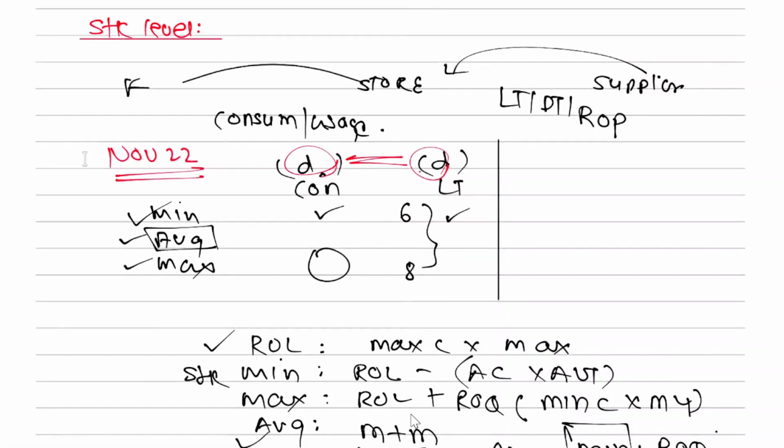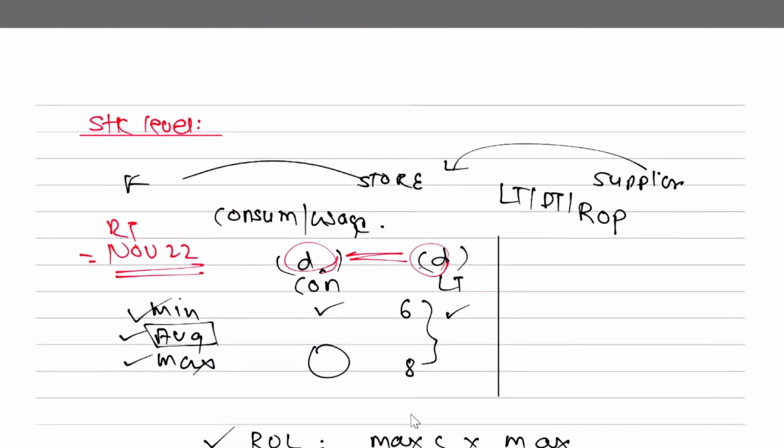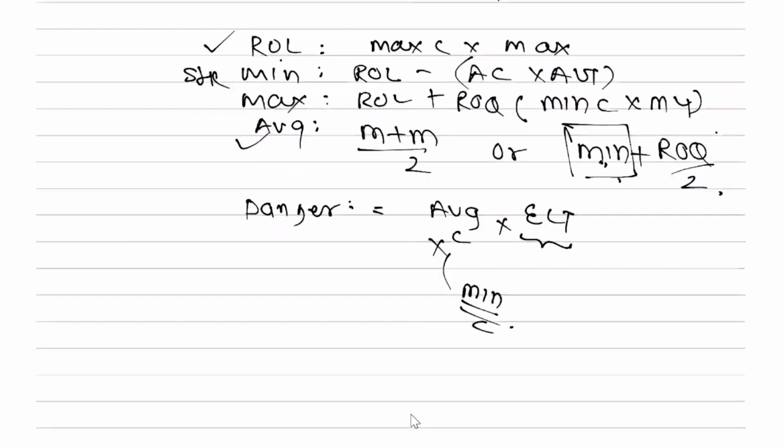It is a tough one, the November 22 RTP, which we are done with. Now, after stock level, what comes? Let me remind you. First we did EOQ, then EBQ, then stock levels, where there was ROL. Let me ask you a few questions and see whether you remember this or not.